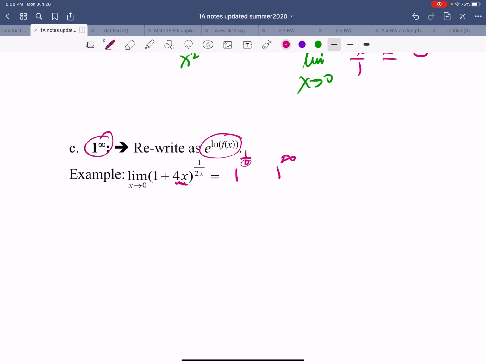It's not exactly 0, but it's approaching 0. So 2x is going to be very, very small as x approaches 0. So 1 over a very, very small number. Grab your calculator, do 1 divided by 0.00001. You're going to get a huge number. So 1 to the power infinity. Now I'm going to say y is equal to limit x approaches 0, 1 plus 4x to the power 1 over 2x. Now to tackle problems like this, we would take natural log on both sides.